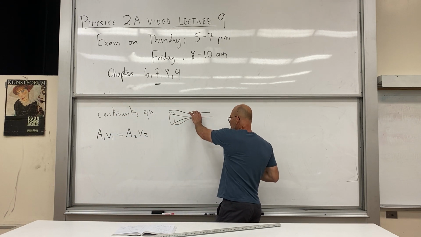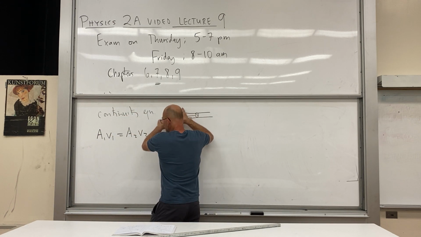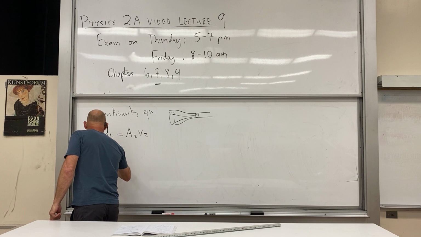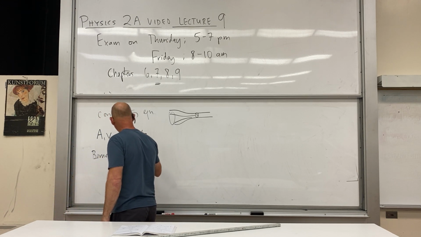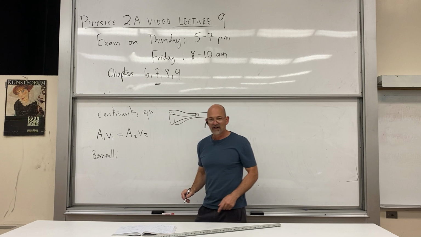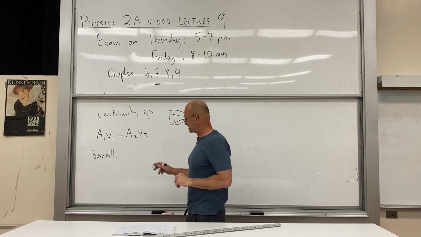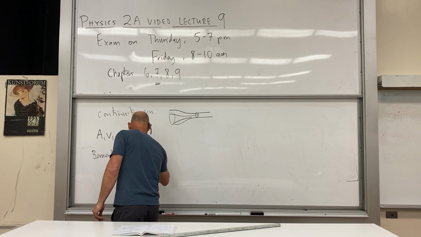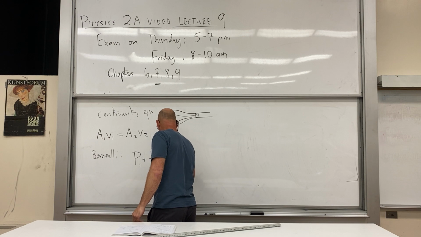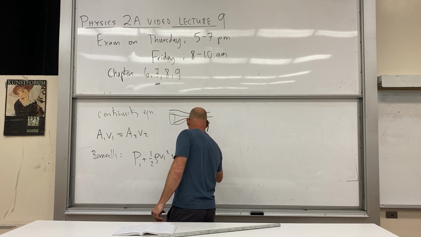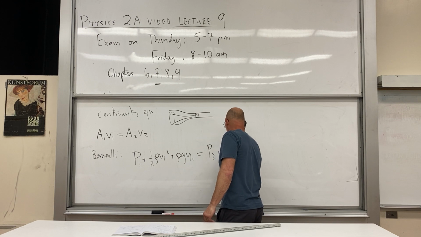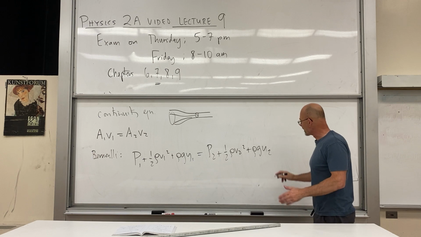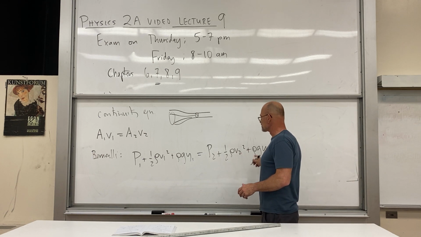So when the thing is skinnier, the speed is higher. When the thing is fatter, the speed is lower. And then we had Bernoulli. Bernoulli's equation looked just like energy conservation. That's because it is energy conservation. There we had P1 plus half rho v1 squared plus rho g y1 is equal to P2 plus half density v2 squared plus rho g y2. Of course, you recognize your kinetic and potential energies.